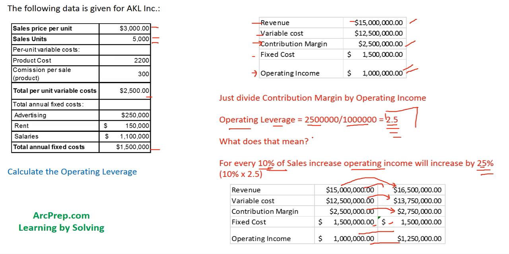And the way it's calculated is by dividing contribution margin by operating income. And it's trying to find out the role of your fixed cost between the contribution margin and operating income.